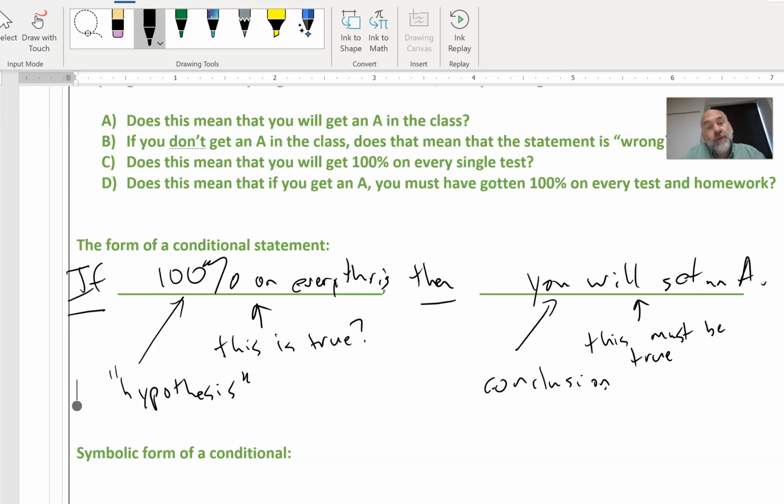Could the conclusion be true and the hypothesis false? Sure, that's okay. It's just once I know the hypothesis is true, the one thing I'm sure of is the conclusion has to be true, and the conclusion can't be false.